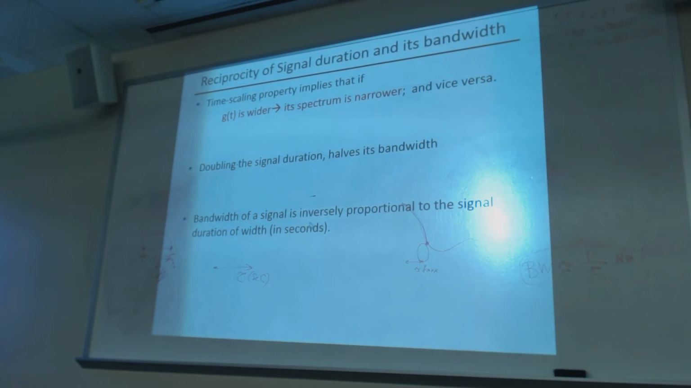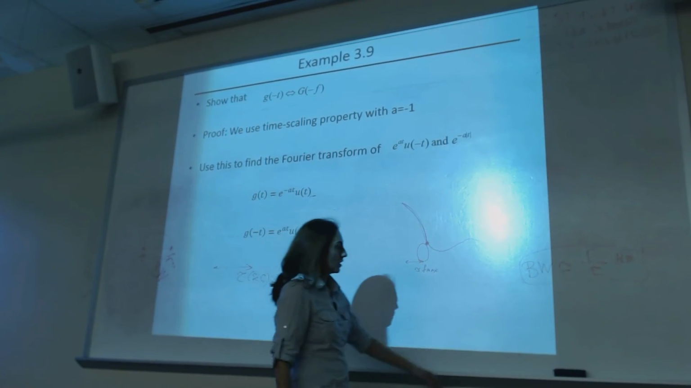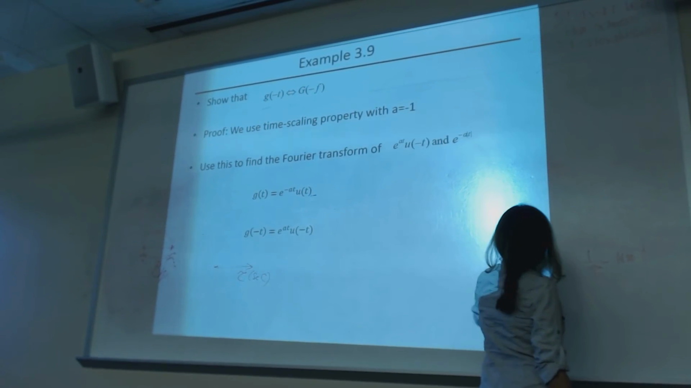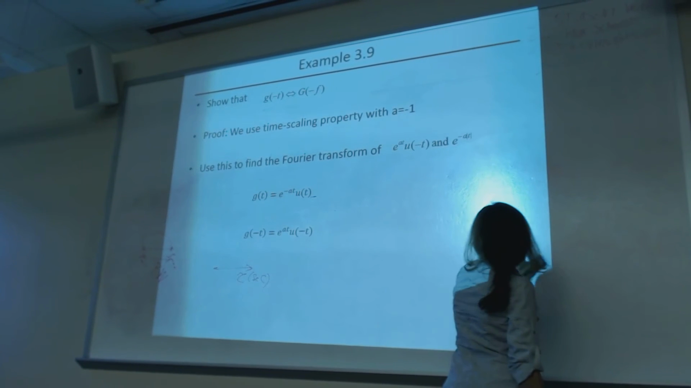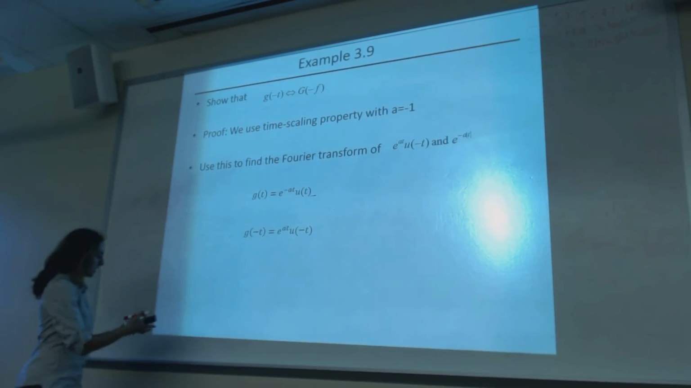Okay, so bandwidth of the signal is inversely proportional to the signal duration. Now let's see some examples. Show that g of minus t is mapped to G of minus f. It says if you reverse the signal in time, the frequency is also reversed. And this is just a special case of the scaling property.